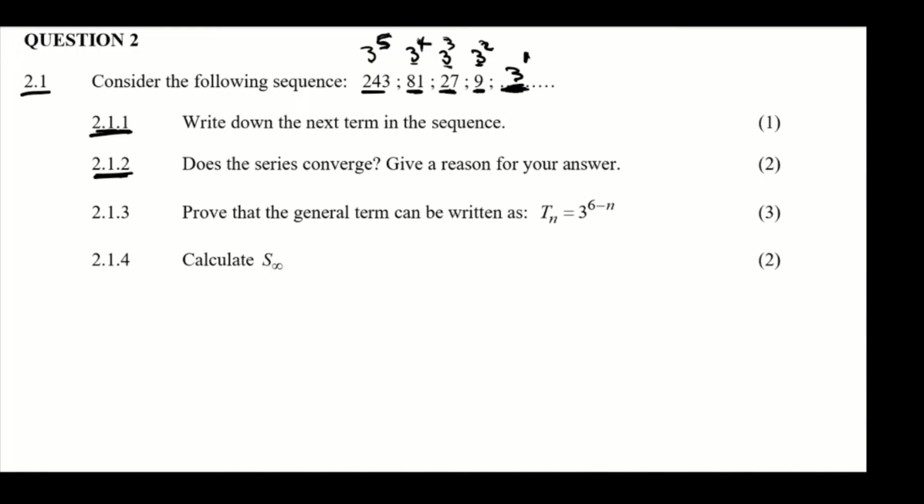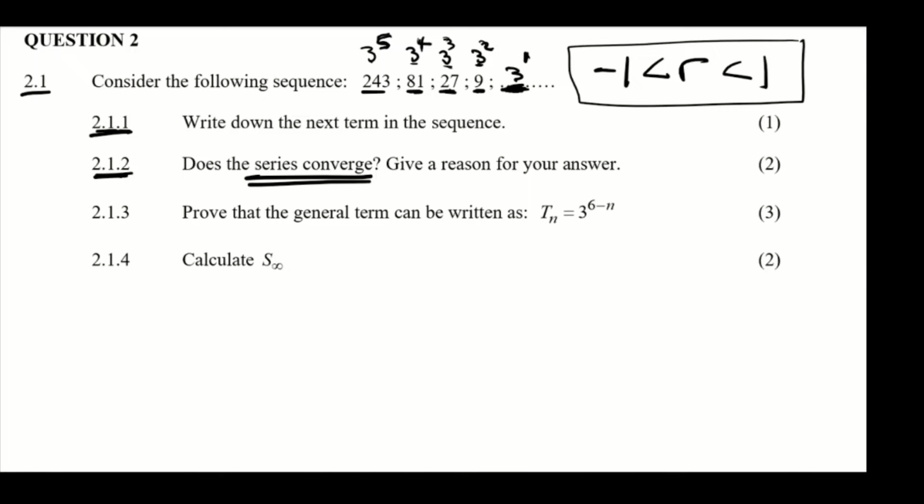And then looking at 2.1.2, they say, does the series converge? Okay, so we know very well that convergence only happens in a geometric sequence, right? What do I mean by that? We have a condition that says r must lie between 1 and negative 1. So this condition actually explains the convergence of a sequence, if and only if r lies between -1 and 1. So let's first find r, then we'll conclude on whether or not the series converges.